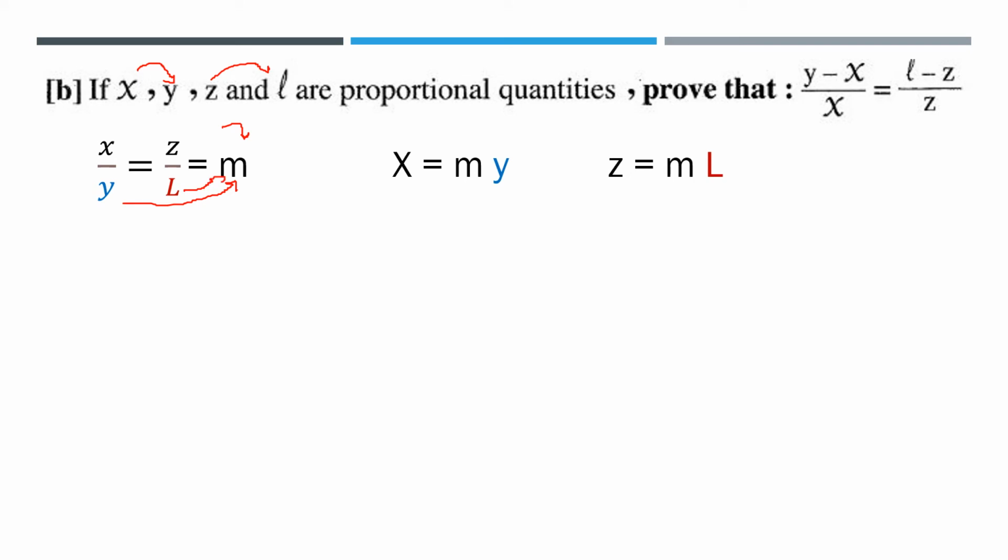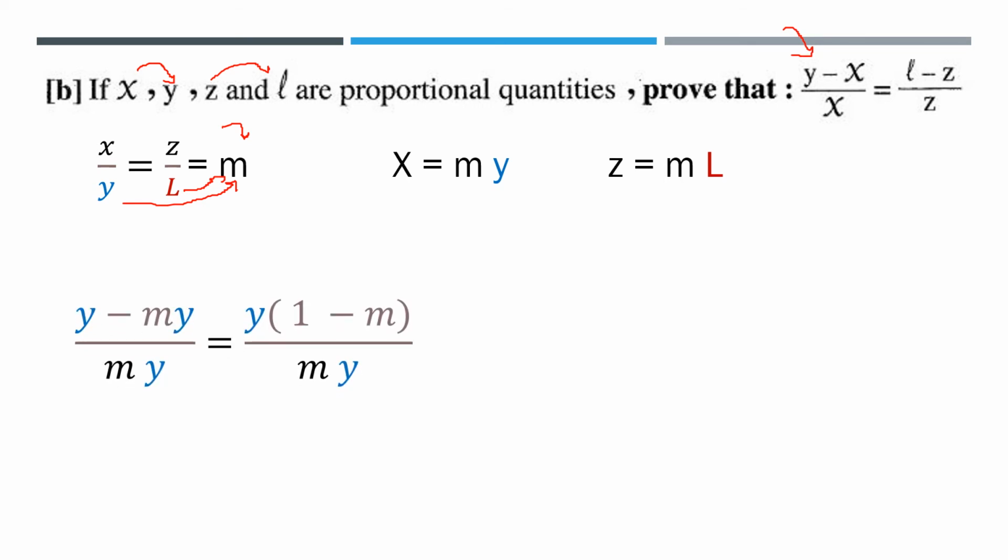Okay, we start to substitute in the left hand side. I'll keep the y as it is, and instead of the x I will put my, what we said, over instead of the x I'll put my again. We take a common factor which is y, open bracket 1 minus m, over my. We will cancel this y with that one. So what remains is 1 minus m over m. This is the left hand side.